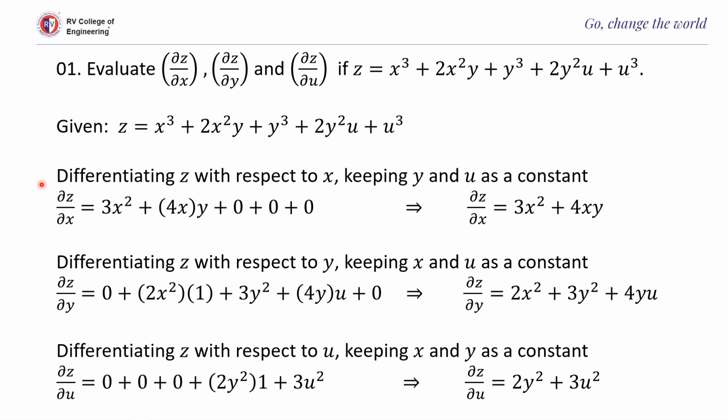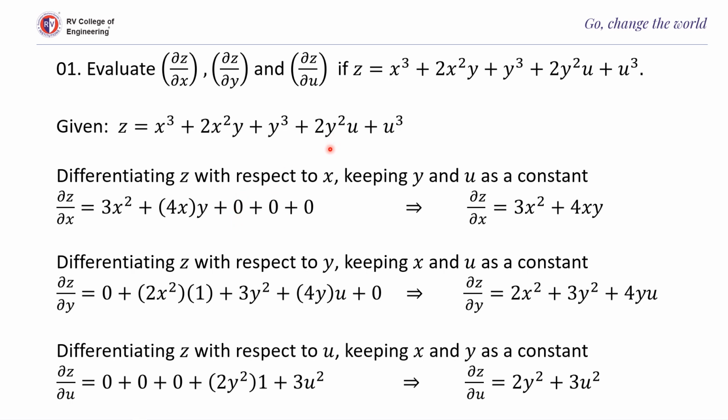Now let me start differentiating with respect to the first independent variable. Differentiate z with respect to x, I'll say. So obviously y and u are to be treated as constants. Differentiating z with respect to x, I get differentiation of x³ is 3x². Differentiation of 2x²y: 2y is a constant, differentiation of x² is 2x. So I get 4xy. Differentiation of y³ is 0.